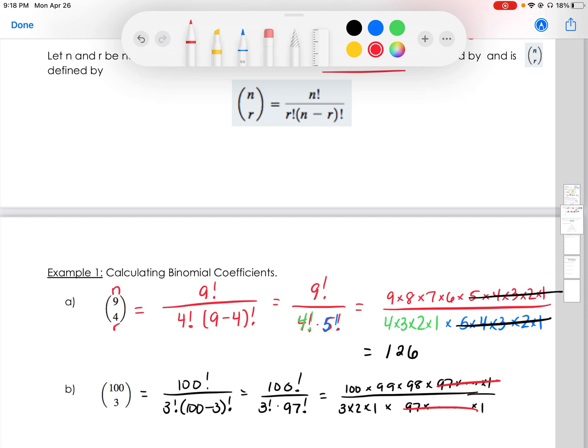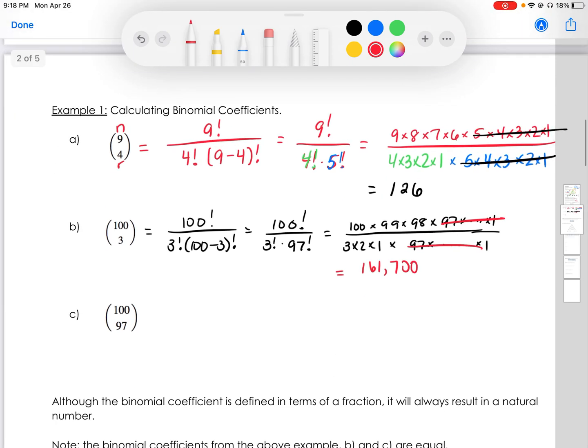So really, I just have 100 times 99 times 98 over 3 times 2 times 1. And that is going to give us still a rather large number. That's 161,700. Okay. One more, we have 100 factorial over 97 factorial times 100 minus 97 factorial.